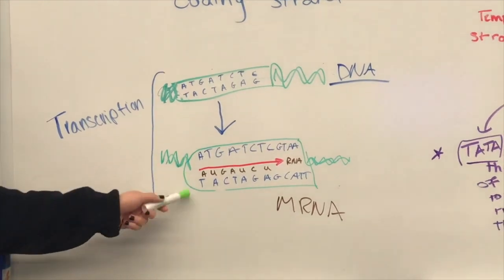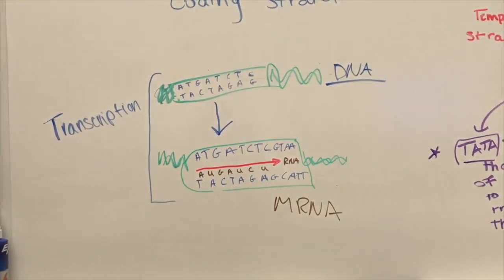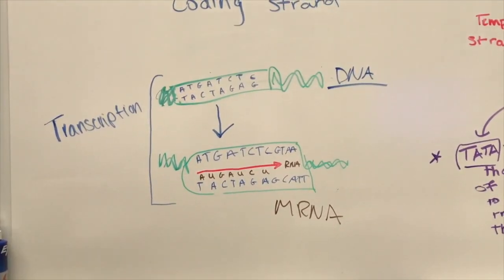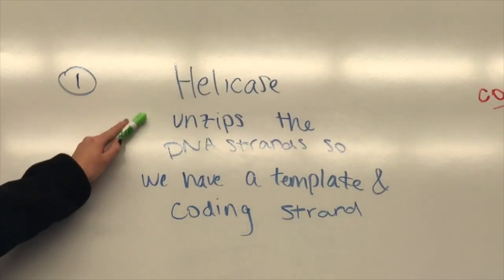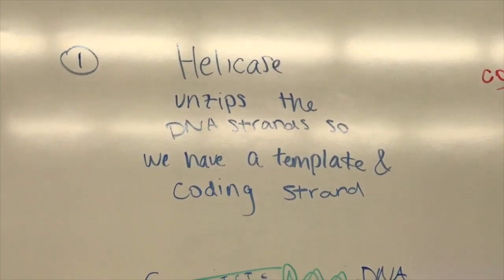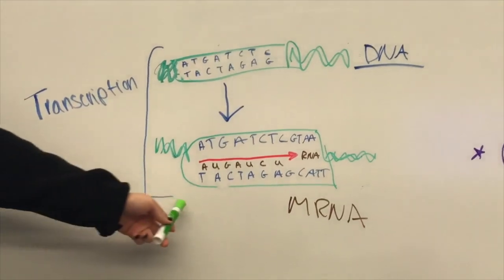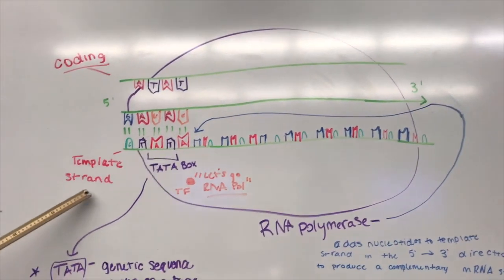Helicase then unzips the DNA molecule so you can have a template strand which RNA polymerase uses to transcribe complementary RNA, and a coding strand which does not get transcribed. To start off, we begin with the DNA template strand.